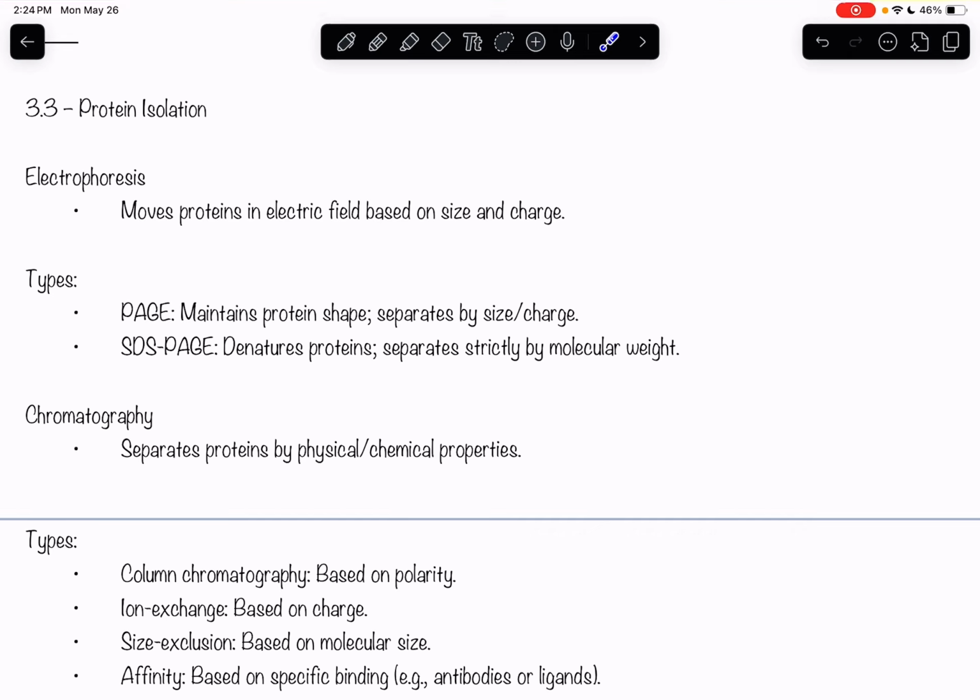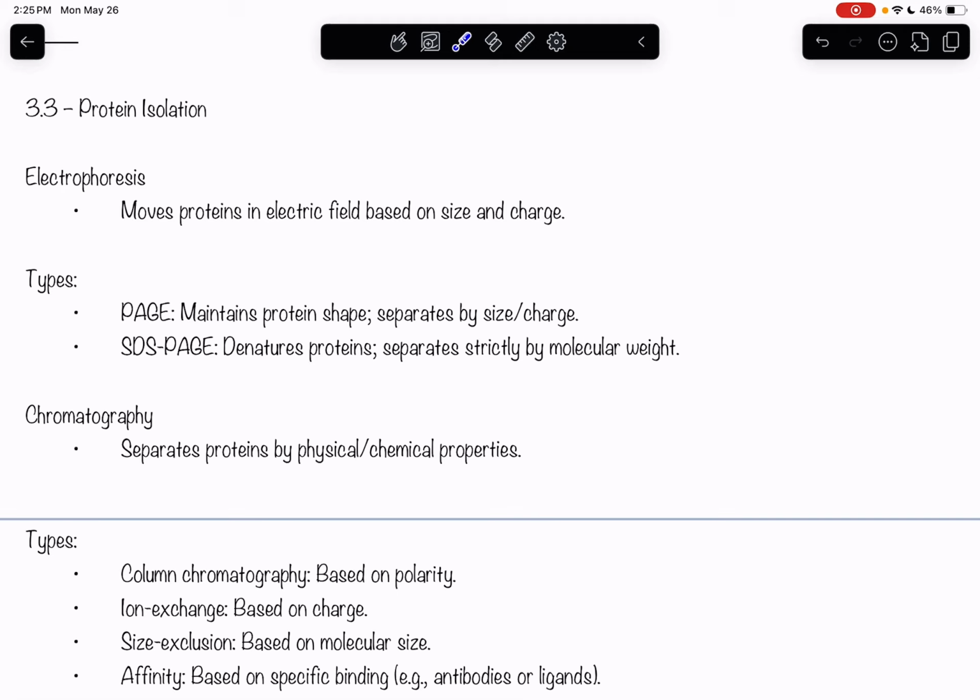Electrophoresis is when we have movement of proteins in an electric field, and again, electro, based on size and charge. Definitely note. I will say these next two, 3.3 and 3.4, are like 10 out of 10s. You do need to know these like the back of your hand. So we have two different types, right?